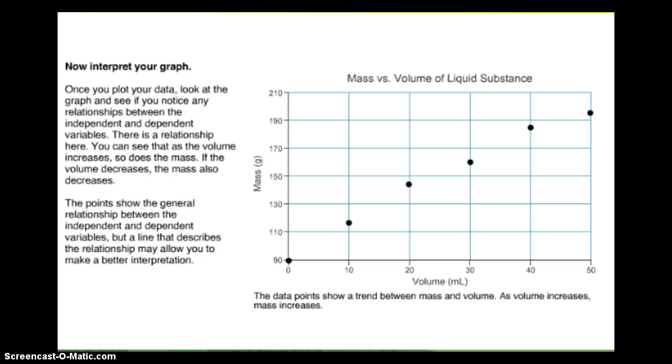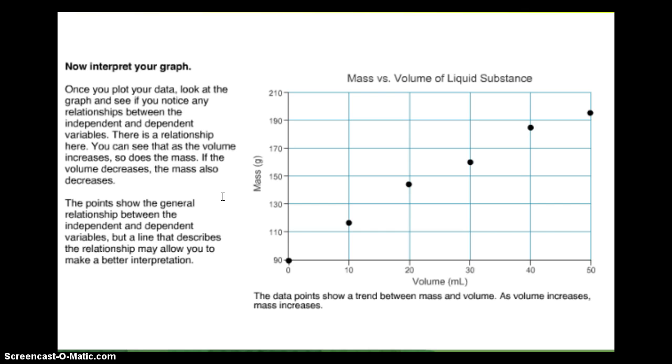Now interpret your graph. Once you plot your data, look at the graph and see if you notice any relationships between the independent and dependent variables. There is a relationship here. Would we call this linear? Yeah, I'd say so for the most part. We would say when the volume increases, the mass increases as well. You can see that as the volume increases, so does the mass. If the volume decreases, the mass also decreases.